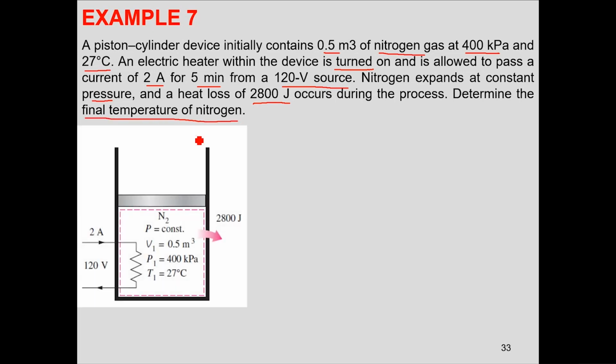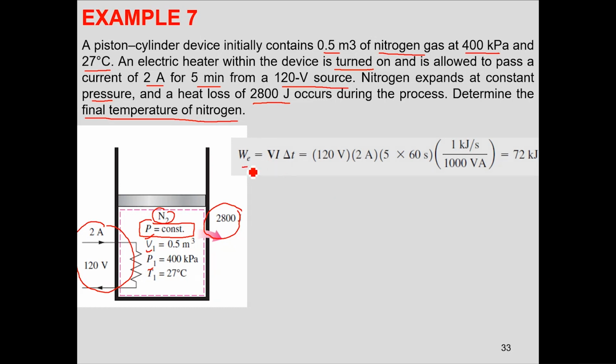So if we look at this example, nitrogen is your fluid, and it says constant pressure process. V1, P1 and T1 are given to you. This is the electrical work into the system, and 2800 joule is the heat that is moving out of the system. So in order to determine the final temperature, you first determine the electrical work into the system, which is VIt. Voltage is given to you, current is given to you, you multiply it by the time in seconds, divided by 1000. This is the electrical work that is being done on the system.